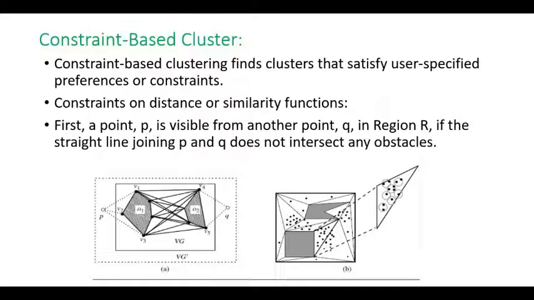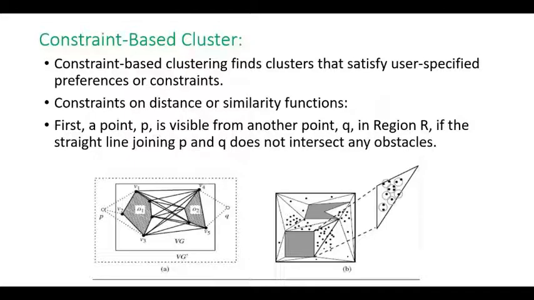So what are the different approaches? Constraints on individual objects, constraints on the selection of clustering parameters, constraints on distance or similarity functions, for example, weighted functions, obstacles, for example, rivers, lakes. The next approach is user specified constraints on the properties of individual clusters, and the next approach is semi-supervised clustering based on partial supervision. Among these approaches, first we will discuss constraints on distance or similarity functions.